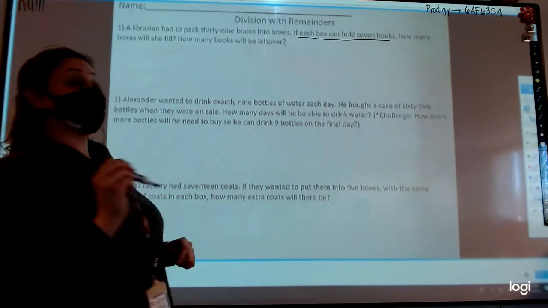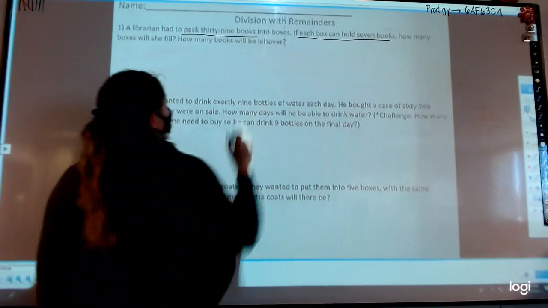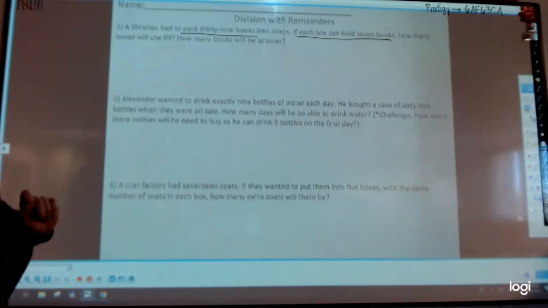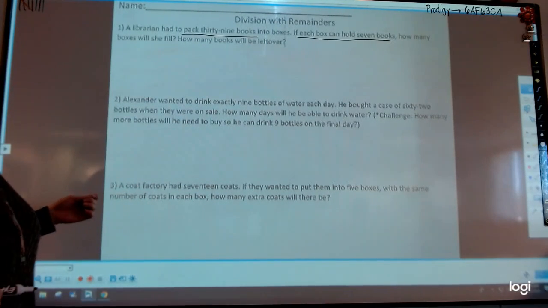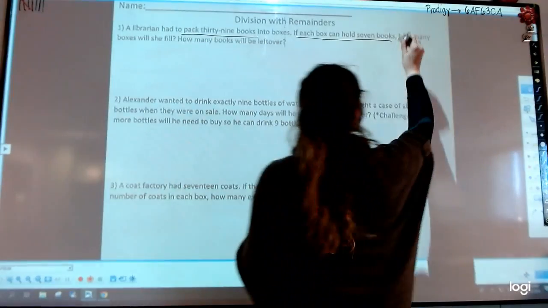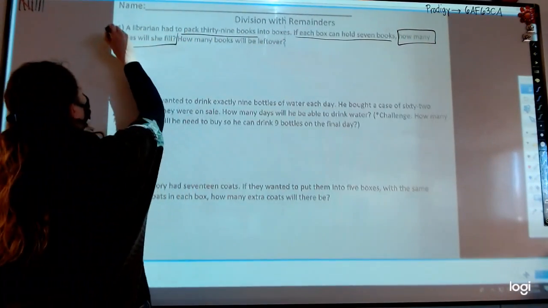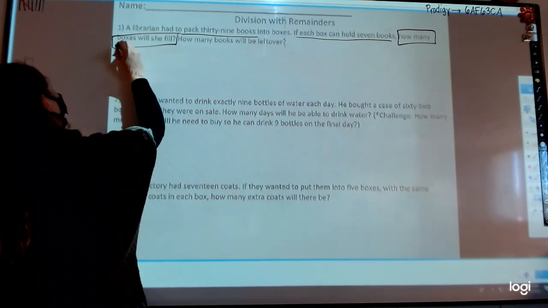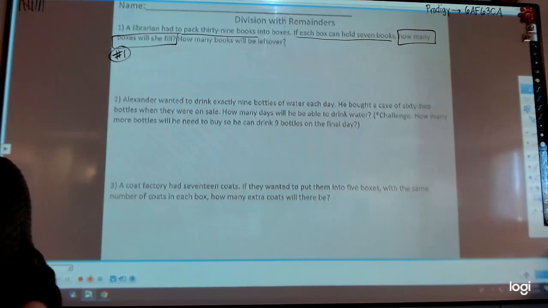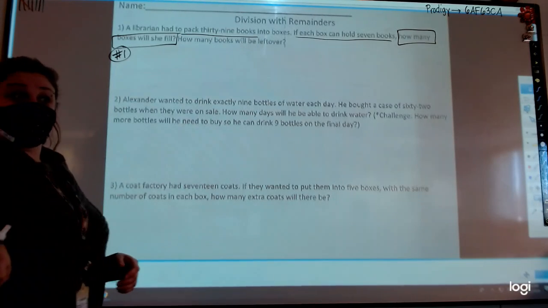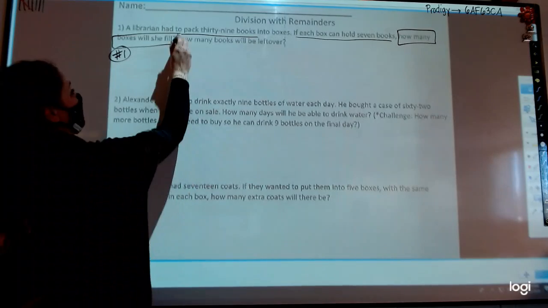What else is important? Noah? A librarian had to pack 39 books into boxes. Okay, 39 books. Each box can hold 7 books. In our question, we have 2 of them. Cadence, what's our first question? How many boxes will she fill? Okay, I'm going to put a big number 1 right next to that, so I remember there are 2 questions. And when I'm checking when I'm finished, I'll make sure I've answered both. What's my second question? Angie? How many books will be left over?